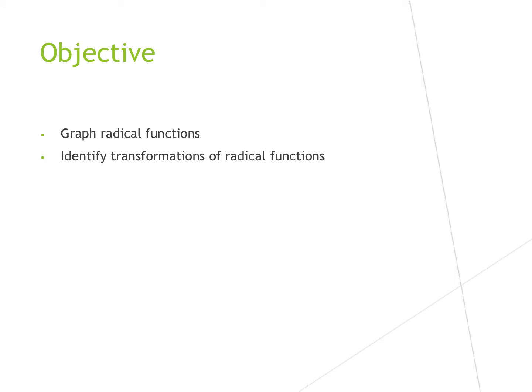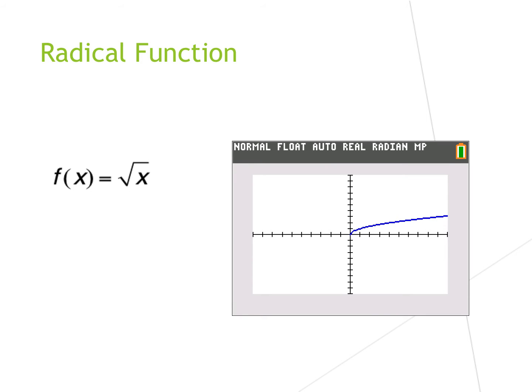So two things in this lesson are going to be graphing radical functions as well as identifying transformations of them. One of our parent functions is the square root function. We're really just going to look at square root functions and cube root functions. But this is what the graph of a square root function will look like. They basically all look like this, except we can flip them around, stretch them, and move them around on the graph, but generally speaking, they look like half of a sideways parabola.